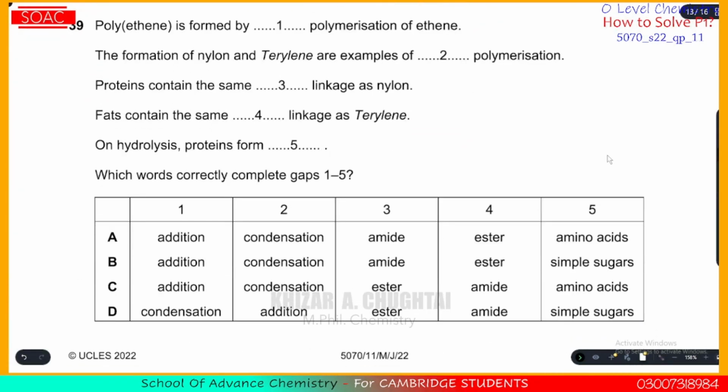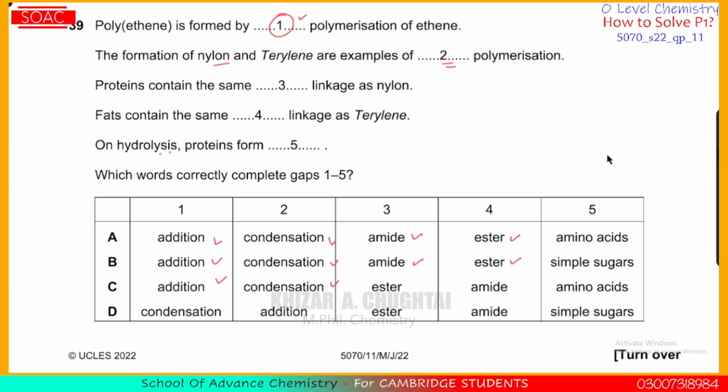Question number 39. Polyethylene is formed by polymerization of ethene that is said to be the addition polymerization. The formation of nylon and terylene are examples of condensation polymerization. Protein contains the same linkage as nylon, that is amide. Fats contain the same linkage as that of terylene, ester linkage. On hydrolysis, proteins form amino acids, not sugar, so A is the correct option.